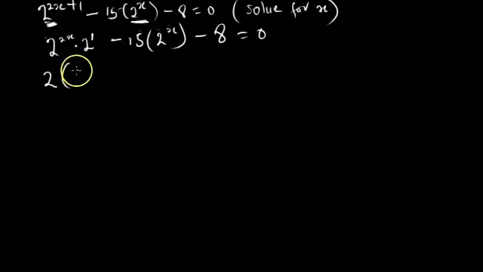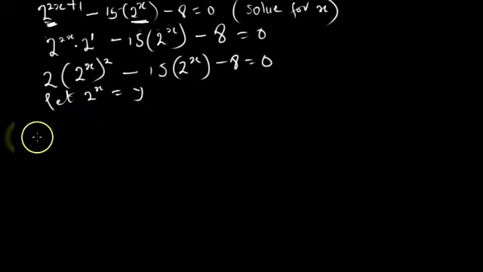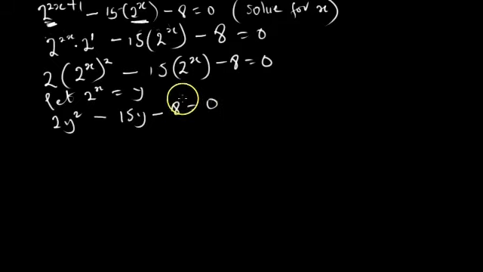Now let's rearrange this. 2 raised to power 2x, from our product rule, is the same thing as 2 raised to power x, all squared. I can bring this 2 out. Minus 15 into 2 raised to power x minus 8 is equal to 0. Now, I can take a substitution for 2 raised to power x. Let 2 raised to power x be equal to y. So that 2y squared, in place of 2 raised to power x I'm replacing it with y, minus 15y minus 8 is equal to 0.